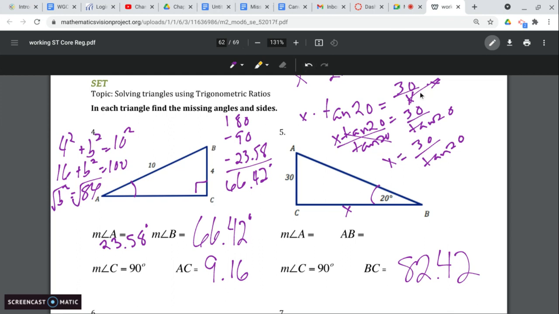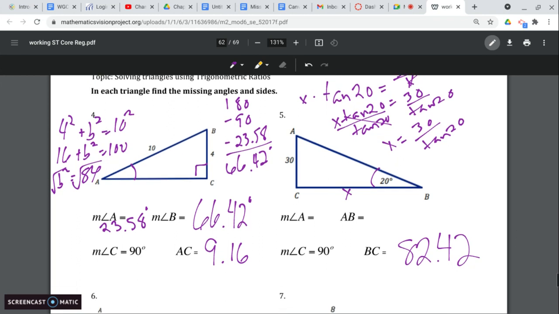So that's what it looks like when we're doing this. You're just going to rearrange to solve. So sometimes if your variable is in the denominator, you're going to end up dividing by whatever the trig ratio is with its degree. If the variable is in the numerator, you're going to multiply by whatever the other side measure is to your trig ratio, okay?